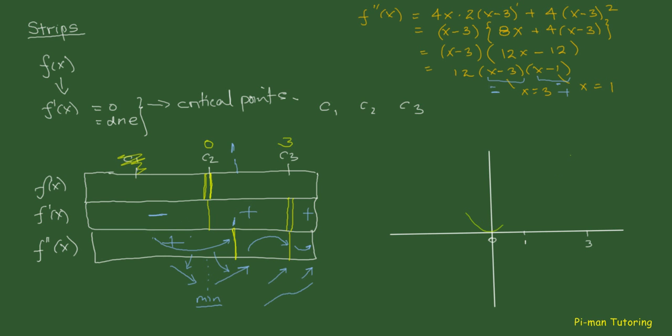When x equals 1, we have a change in the second derivative curvature, and that means we're going from curving upwards to curving downwards. So this is our inflection point right here. And then when we get to 3, our slope is positive and then stays positive. So this is what our curve looks like.